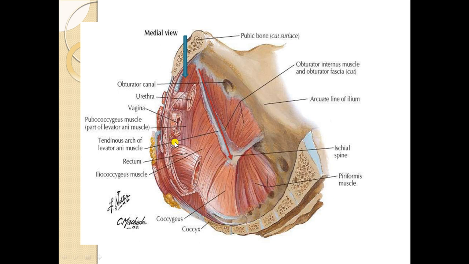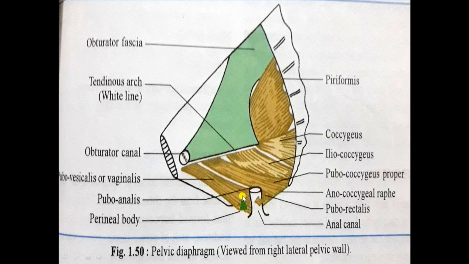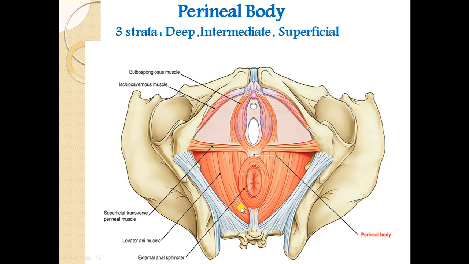This body lies between the anal canal and the vaginal opening, and the apex of this perineal body receives the rectovesical fascia, and the remaining portion receives the insertion of the different muscles, which are arranged in 3 strata: a deep stratum, an intermediate stratum, and a superficial stratum. So we can see this is the anal opening, and here we are seeing the perineal body. The pubovaginalis muscle is piercing here, inserting into the perineal body.